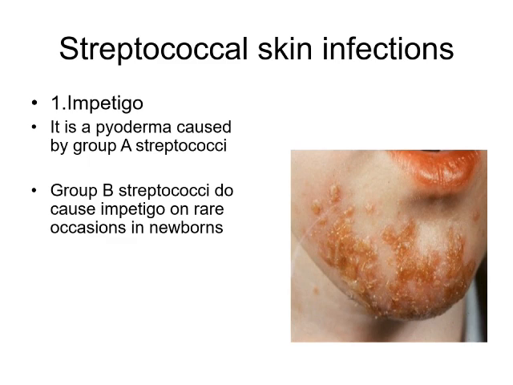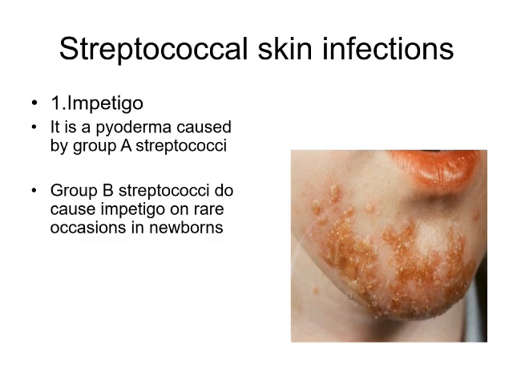Now let's talk about streptococcal skin infections. The first streptococcal skin infection that we will be talking about is impetigo. Impetigo is a pyoderma, meaning that it is caused by pus-forming bacteria. Impetigo is most commonly caused by group A streptococci. Occasionally, it can be caused by group B streptococci, especially in newborn babies.